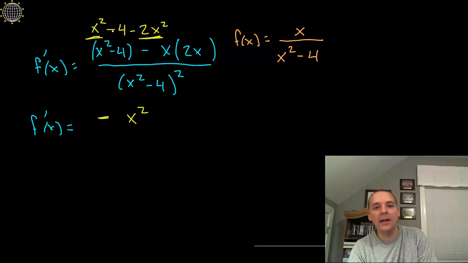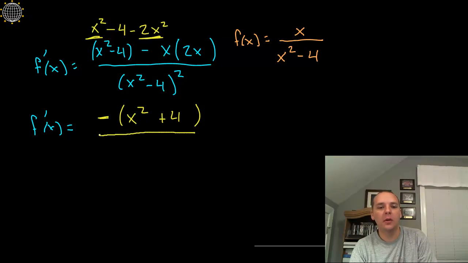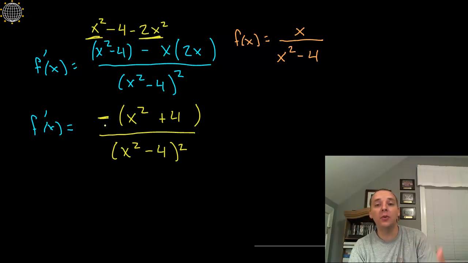And you also have a minus 4. So if you pull that negative out of both terms, it'll be negative x squared plus 4, all divided by x squared minus 4 quantity squared right there. All right, so next step, once we have our first derivative, now we need critical values.